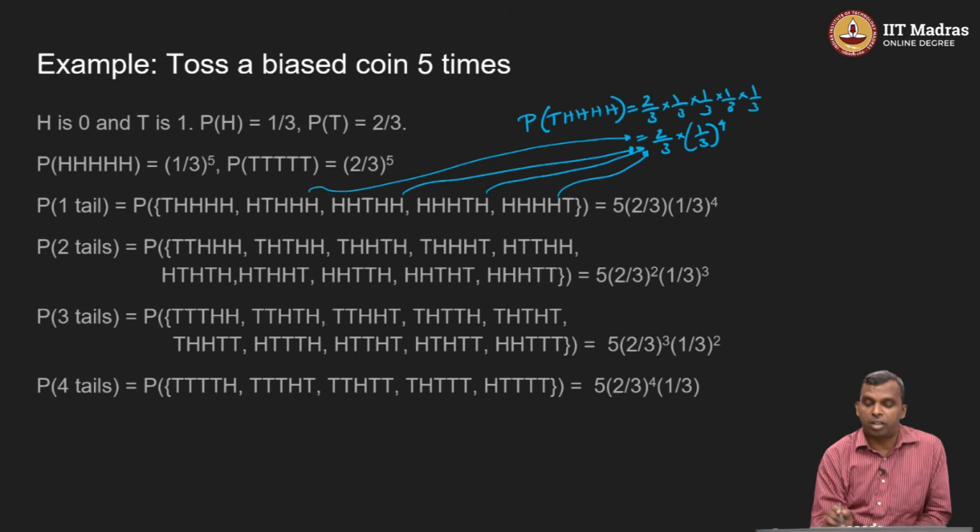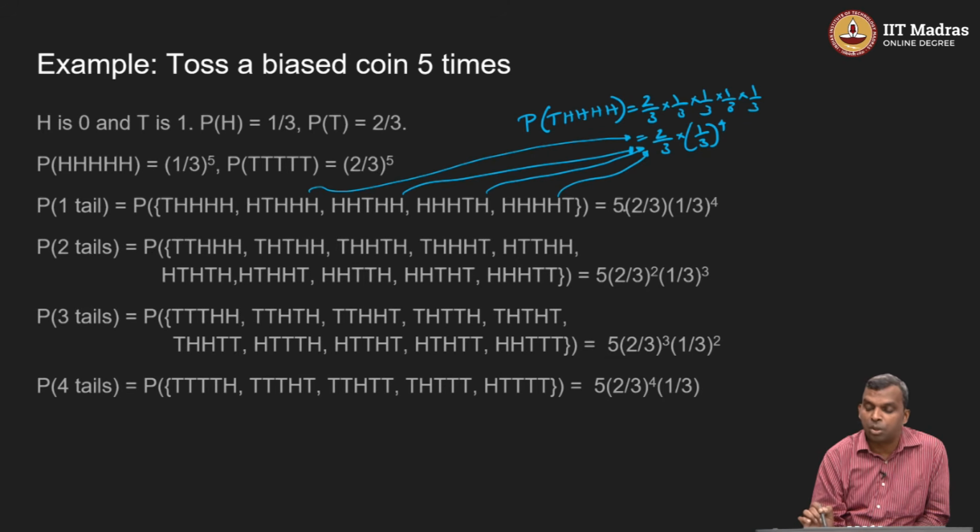And all of these 5 guys are disjoint. Notice, if you have tails and 4 heads, it's definitely not the same as having this guy. So you can add the probabilities of these things and you will get 5 times 2/3 times (1/3)^4. Notice how the answer is slightly different from the uniform case.